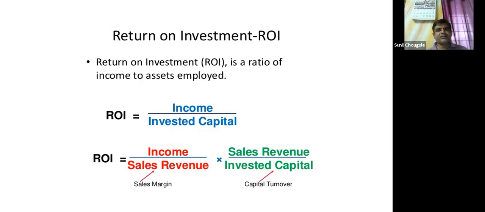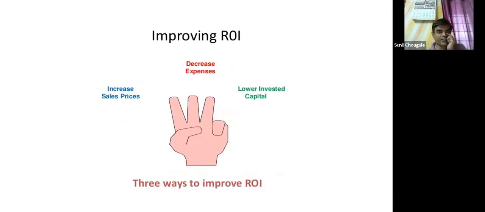Now, again, it is bifurcated into a second step: income divided by sales revenue, multiplied by sales revenue divided by invested capital. Sales revenue in both the equations will cancel out, and the final calculation will be ROI is equal to income divided by invested capital. Now, if income is 100 and invested capital is 20, ROI is 100 divided by 20, which comes to 5. ROI will be 5.